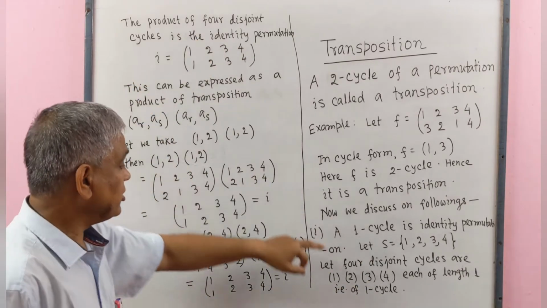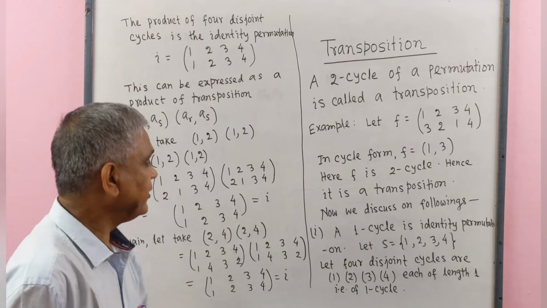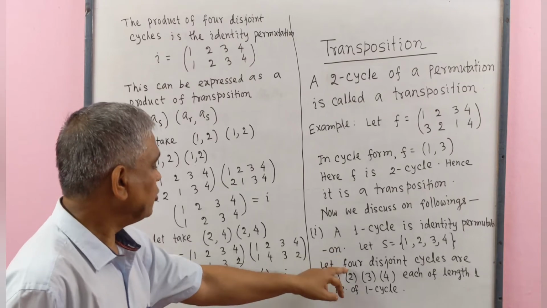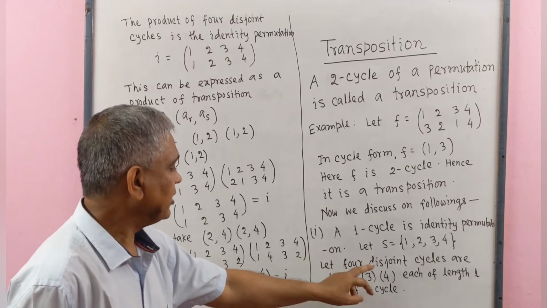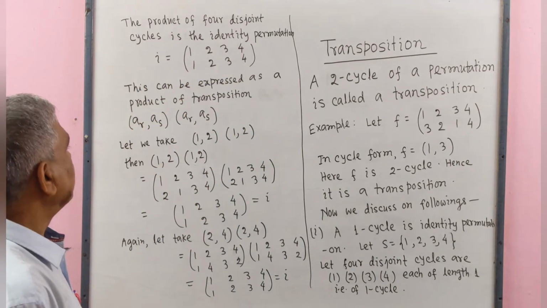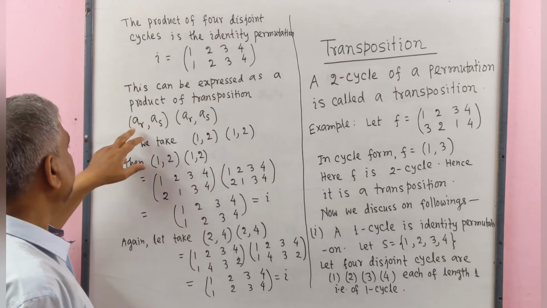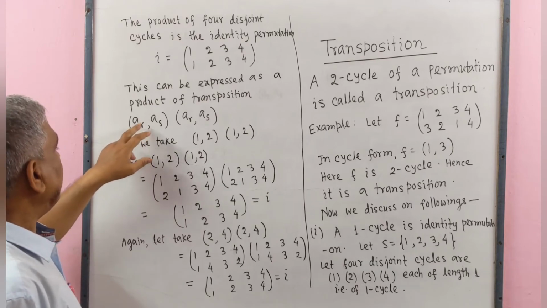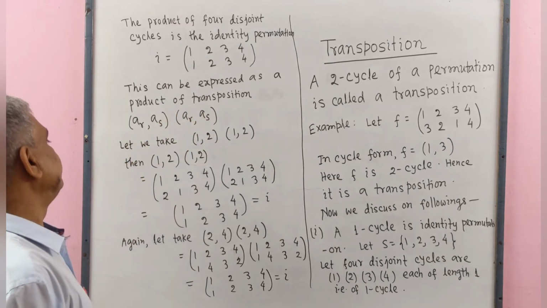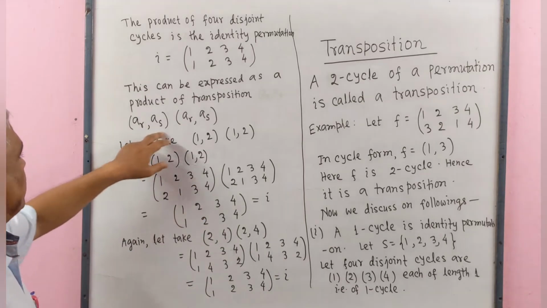The product of 4 disjoint cycles is the identity permutation. Here image of 1 is 1, image of 2 is 2, image of 3 is 3 and image of 4 is 4. That is identity permutation. This can be expressed as a product of transpositions of the form (a r)(a s). Let us take this form.